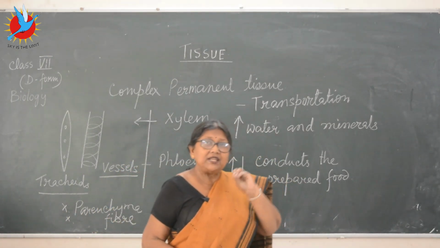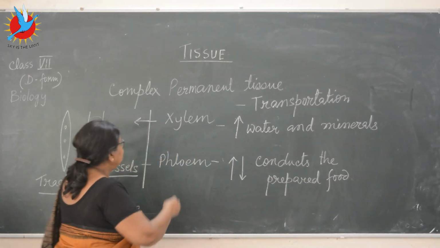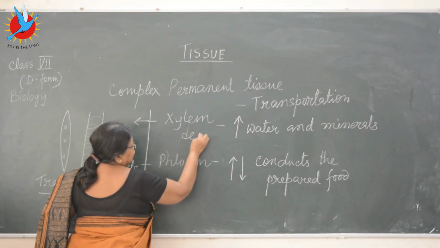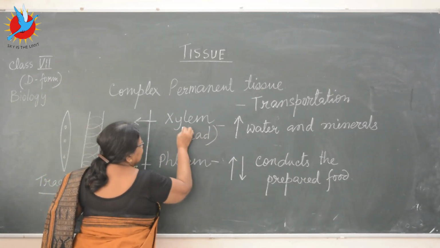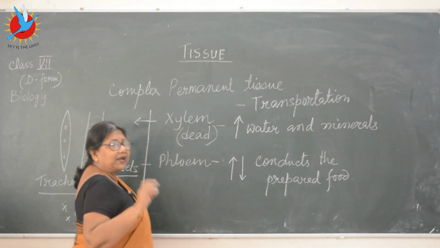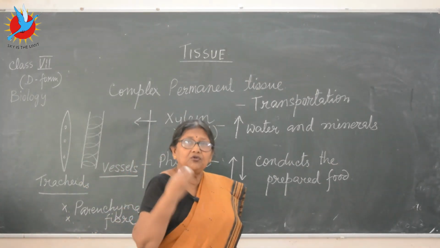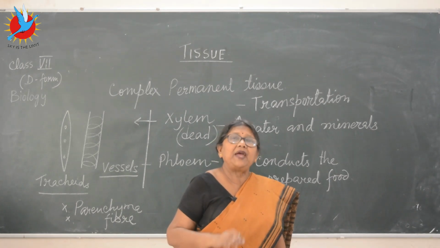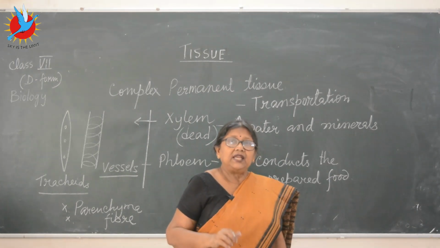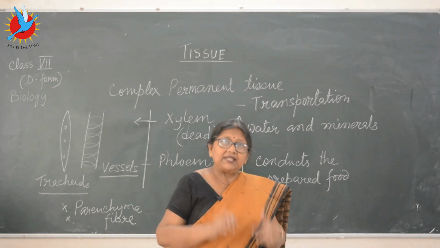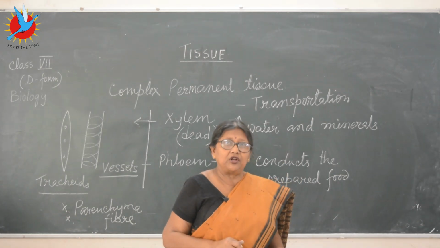But the most interesting thing about xylem is that the cells are all dead. By the time they mature, they lose that protoplasm, it dries up, and they are dead cells. Though they are dead, they are still needed. Through them the function goes on.